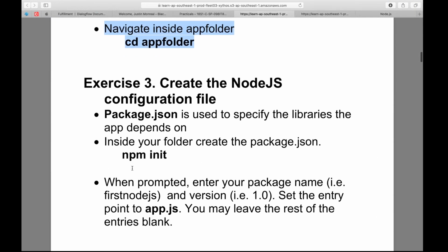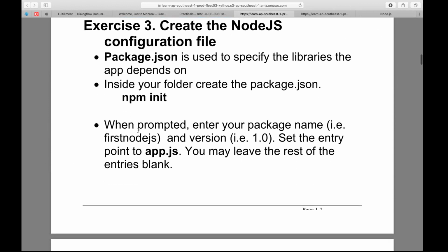So the next thing here is we're going to create a package.json. Okay, so this package.json is used to specify the libraries, right? It's just a text file actually. So in Node.js, when we deploy this to a cloud service, this cloud service actually uses this package.json to know what it needs to install to make your fulfillment work. Okay, so this is an important file in Node.js. So let's go ahead and create this.